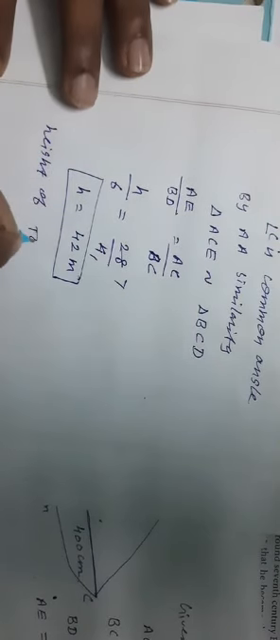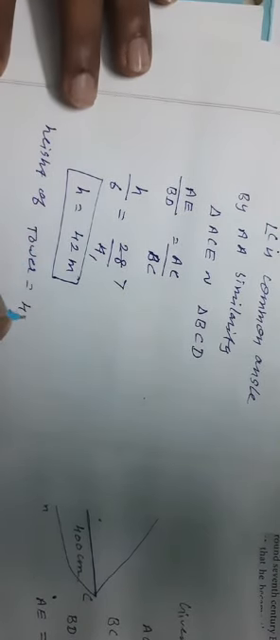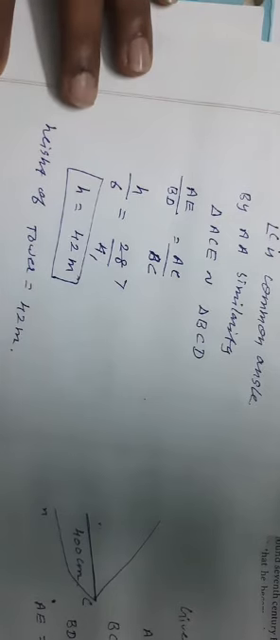So the height of the tower we can get is 42 meters. So this is question number 3. So next, question number 4.